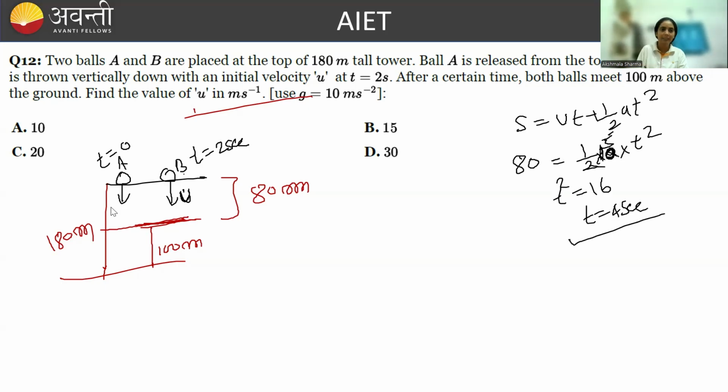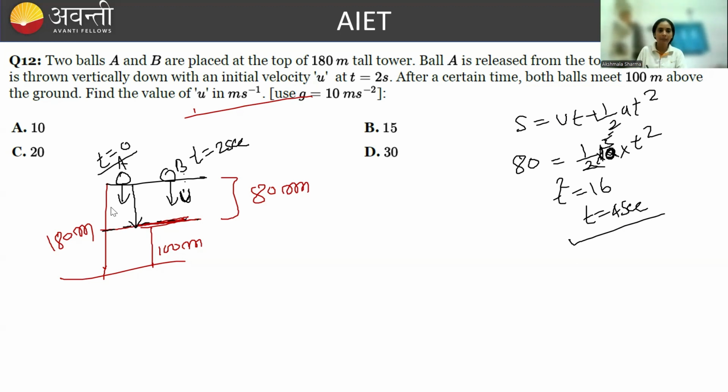So after 4 seconds, ball A has traveled for 4 seconds before meeting. B will travel for how many seconds? 2 seconds, because it is getting thrown after 2 seconds, and then after 4 seconds from the starting it is meeting. Means at t equal to 0 you have thrown the ball A, and it traveled for 4 seconds before it could reach here. So ball B must have traveled for 2 seconds.